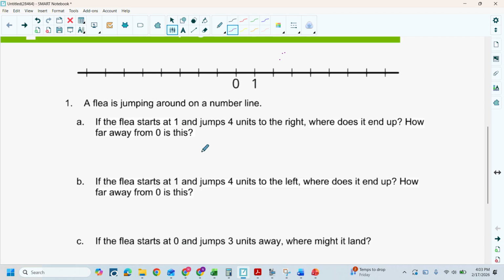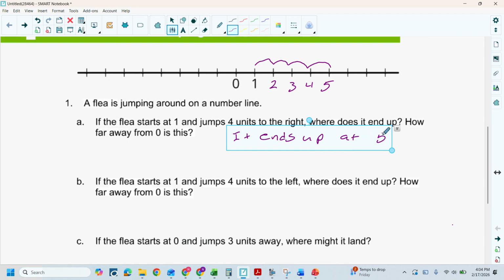A flea is jumping around on a number line. Okay. So, fleas, horrible things. But a flea starts at 1 and jumps 4 units to the right. So, 1, 2, 3, 4. Where does it end up? Well, 2, 3, 4. So it ends up at 5.